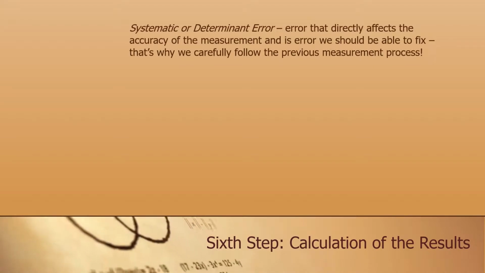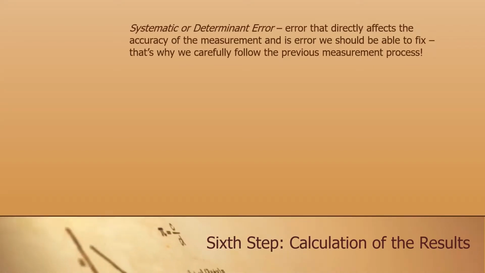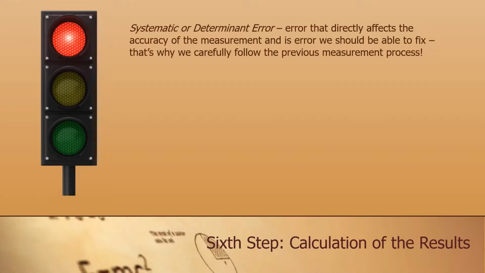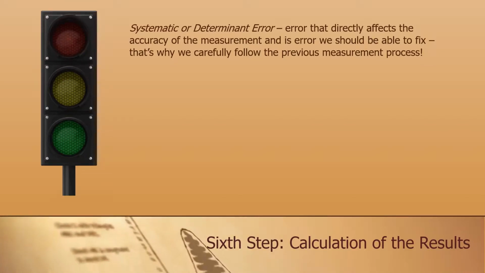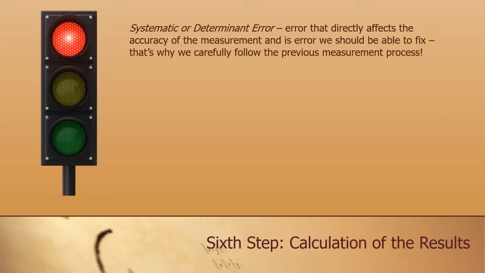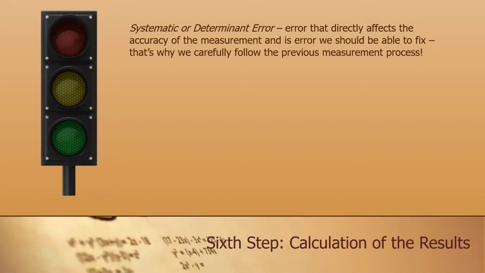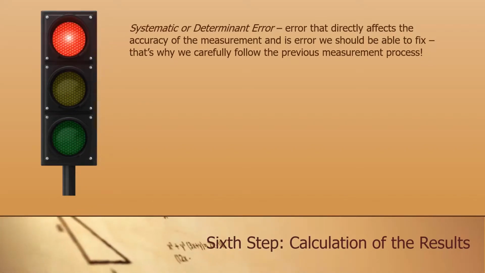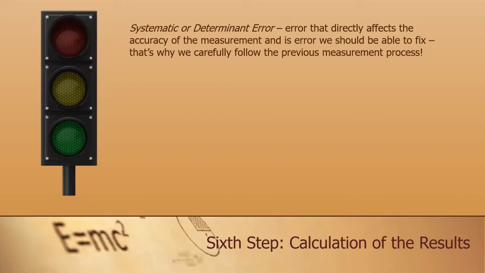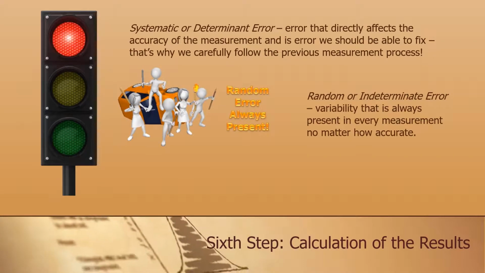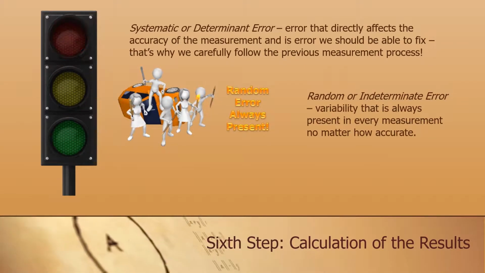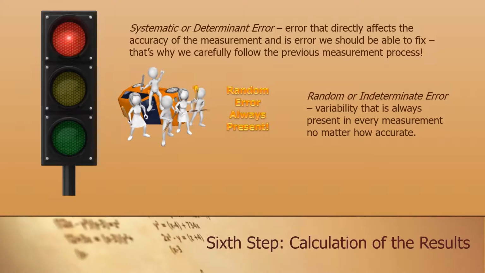But even if we find all the systematic error, we're not done. We still need to assess and quantify the precision of the measurements. You see, we all know that there's still a gremlin present in even the most accurate of measurements: random error. Random error is always present in every measurement, right?